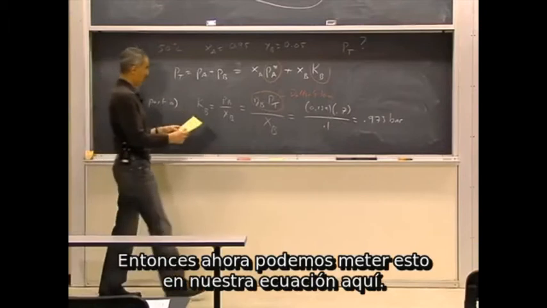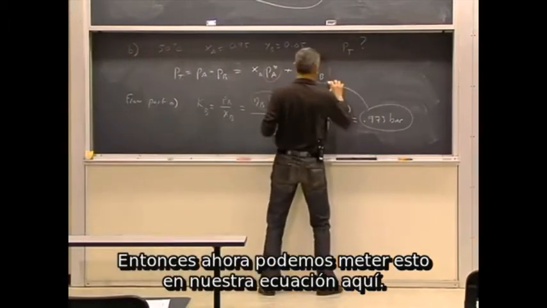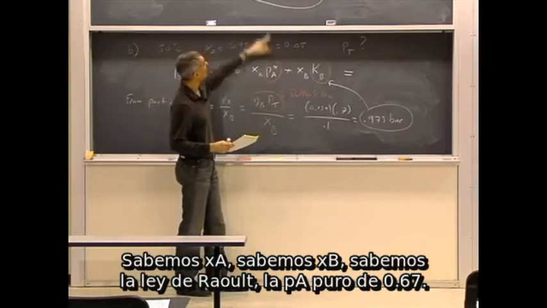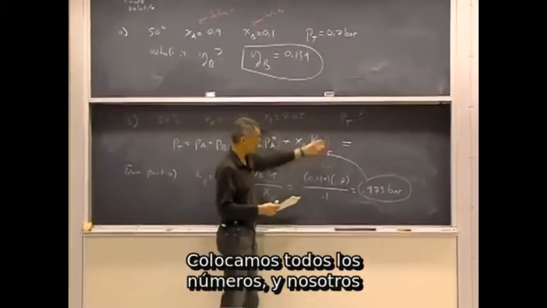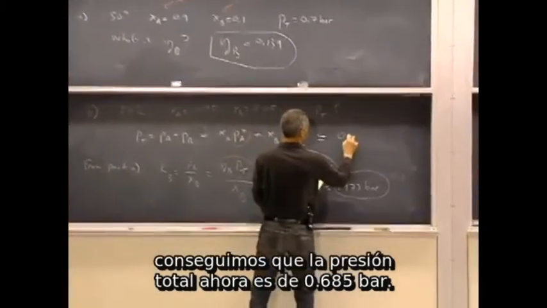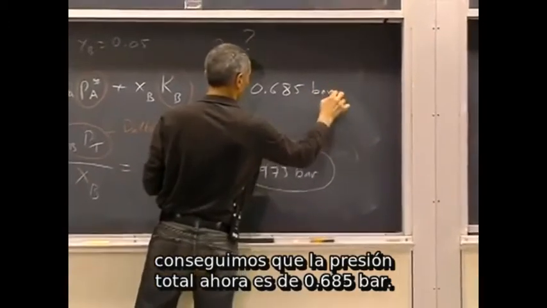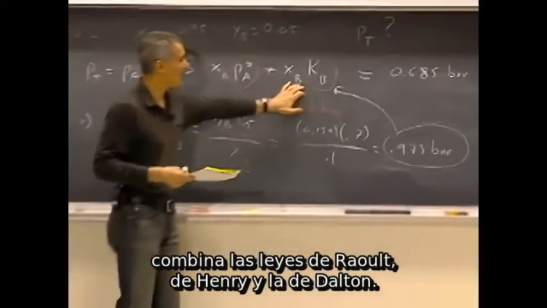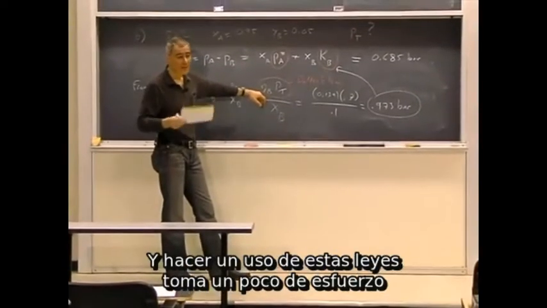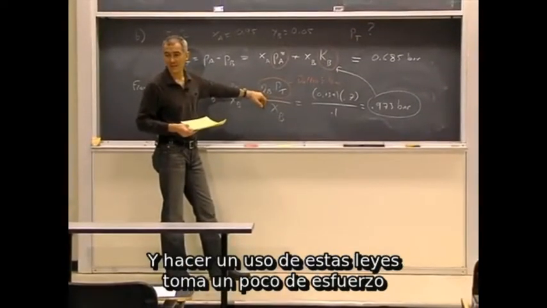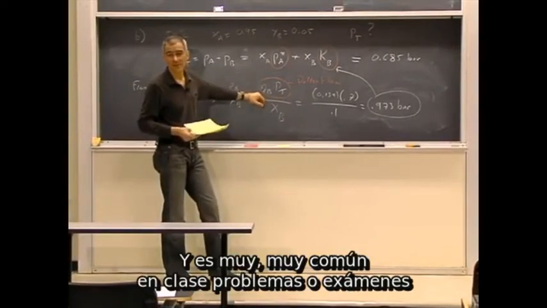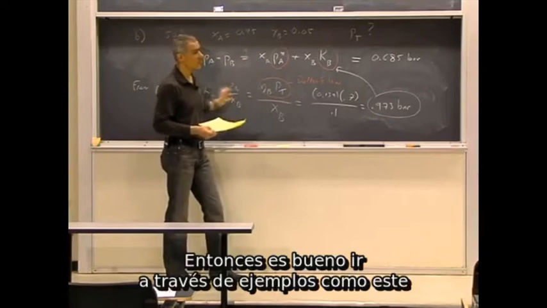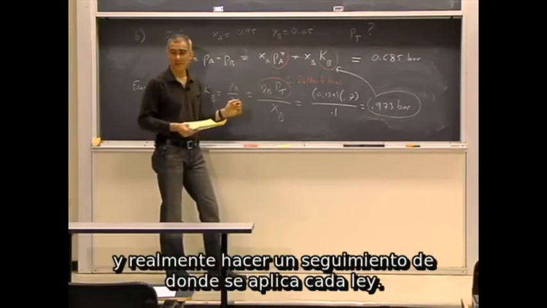So now we can plug this in to our equation here. We know XA, we know XB, we know Raoult's law, the 0.67 for PA star. We know KB here. We plug in all the numbers, and we get that the total pressure is now 0.685 bar. This is a pretty typical example of a problem that combines Raoult's law, Henry's law, and Dalton's law together. Keeping track of these laws takes a little bit of thinking, and it's very common on problem sets or exams to mix these up. So it's good to go through examples like this and really keep track of where each law applies.